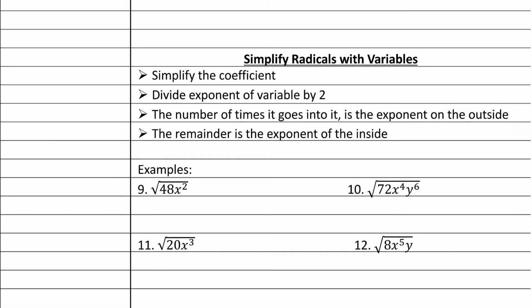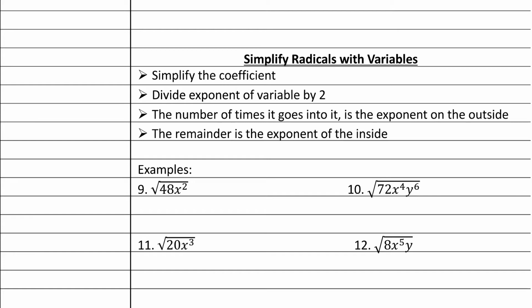So now we're going to take this one step further. We're going to simplify radicals with variables. Right now we were just working with numbers. But now we're going to be working with coefficients, or numbers, as well as variables. So what we're going to do first is simplify the coefficients, just like what we were doing above.